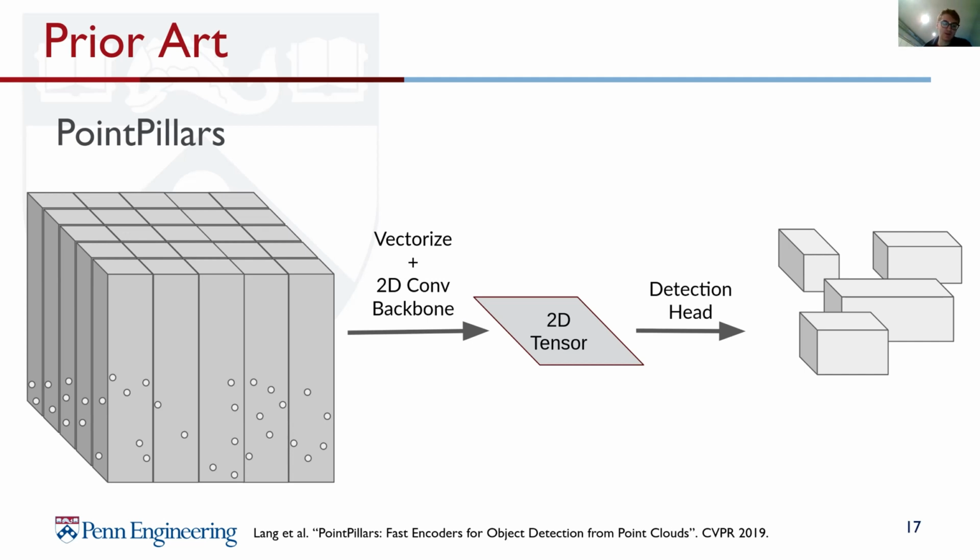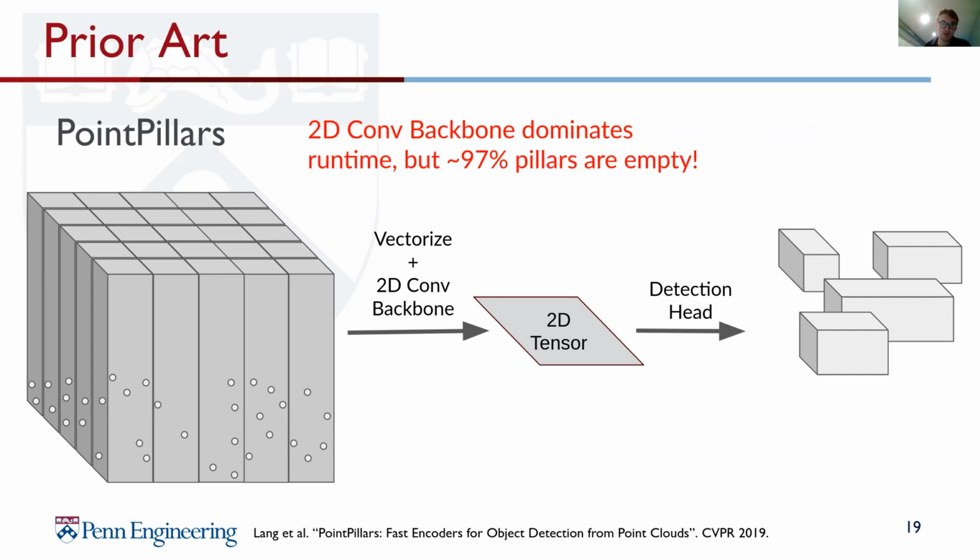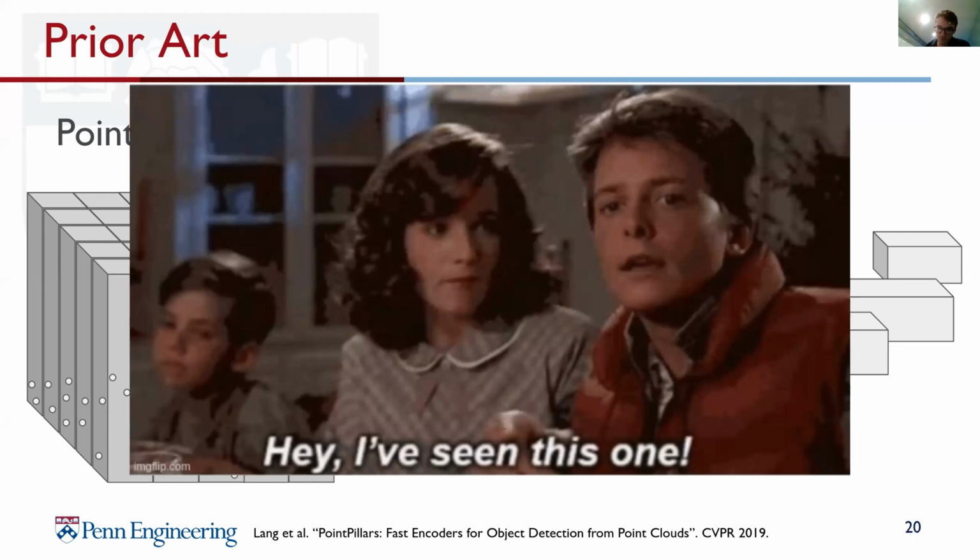So if you read the paper, they actually do a nice job breaking down the various pieces of their pipeline and explaining which are, again, the most expensive components. And they get good performance in terms of runtime as well as detection quality, but we always want to do better. And so here again, you notice that, for their 2D conv backbone, 97% of the pillars are empty and it's dominating runtime. You've seen this before.